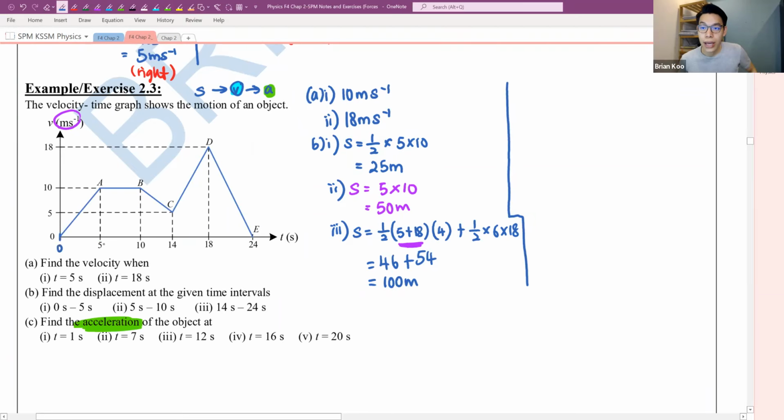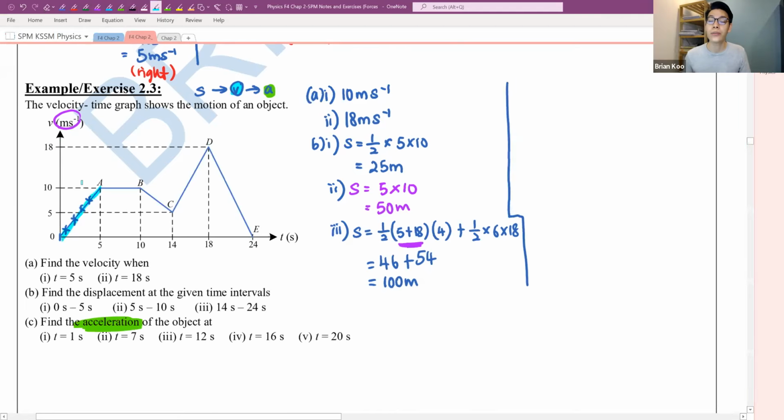Right, so here's 0 and here's 5. 1 second would be somewhere here, right? And just remember that I want to find the gradient. The gradient at this point, 1 second, at 2 seconds, 3 seconds, 4 seconds, they're all the same because it's all on the same straight line. It's a straight line, so they should have the same gradient value.